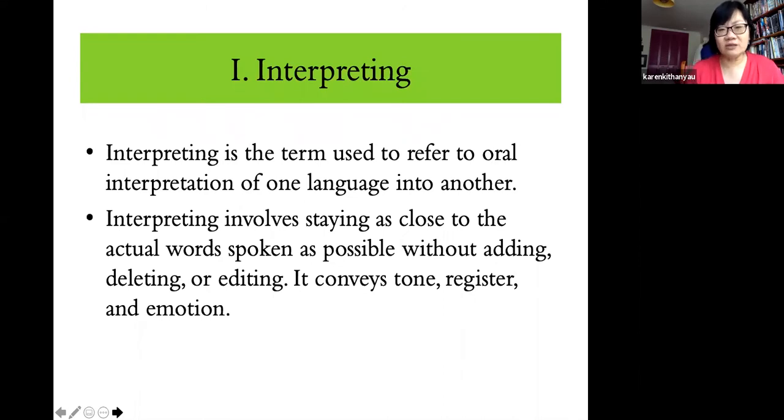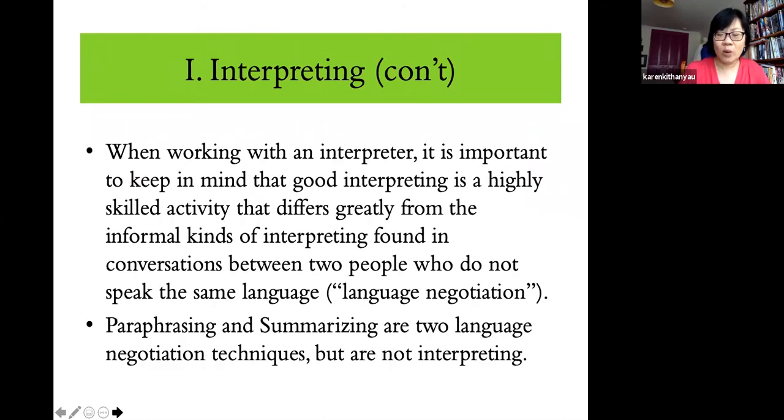First, interpretation is the term that we use to refer to oral interpretation of one language into another. And it means staying as close to the actual words spoken without adding, deleting, or editing. And good interpretation would also convey tone, register, and emotion. And when working with an interpreter, we have to keep in mind that good interpretation is a highly skilled activity. And it's very different from other language negotiation techniques, like my haggling with a vendor in a country I visit for a souvenir. Paraphrasing and summarizing are also two language negotiation techniques. They are very helpful, but they are not interpretation.